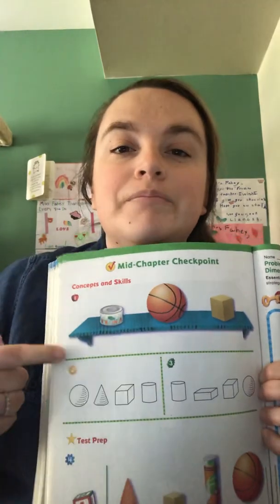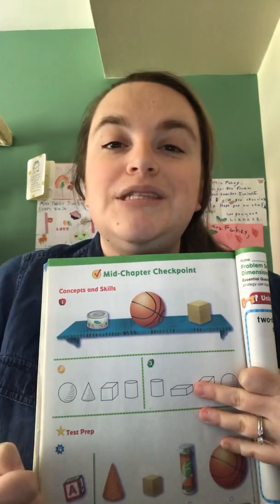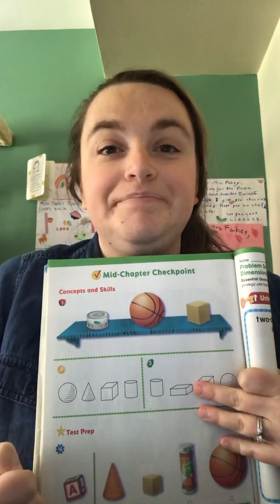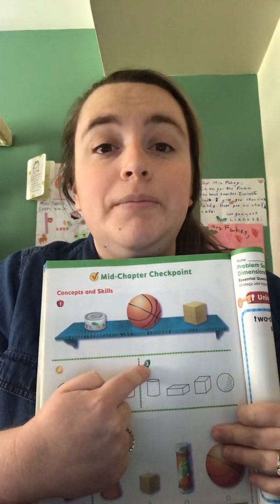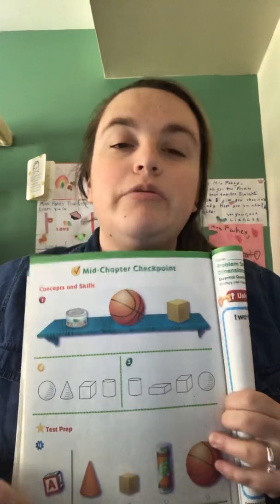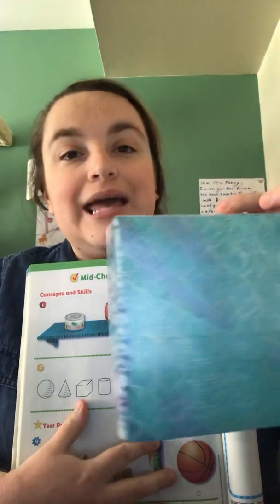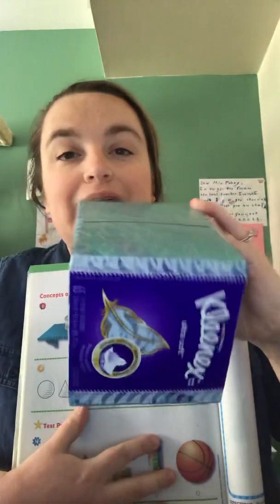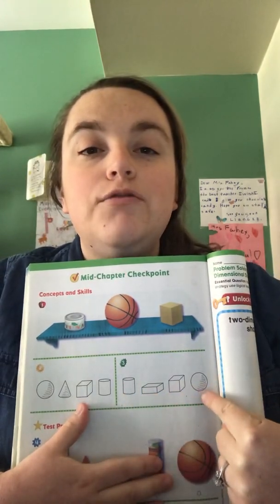Number 2, color the sphere. Number 2, which shape, 1, 2, 3, 4, which shape is the sphere? Color it any color. Number 3, color the cube. Which shape is the cube? Remember, a cube, 6 sides, and they are all the same length. They're all the same size, the same length. Which picture is the cube? 1, 2, 3, or 4. Color your cube.